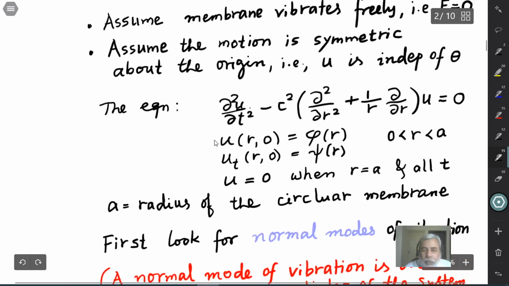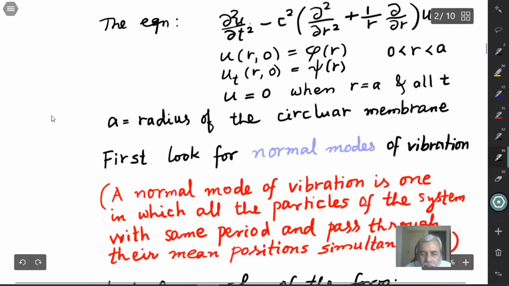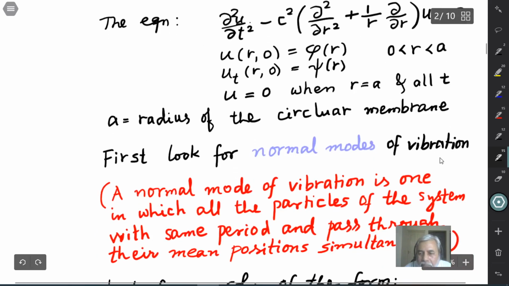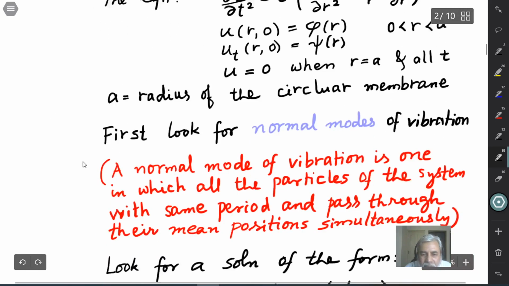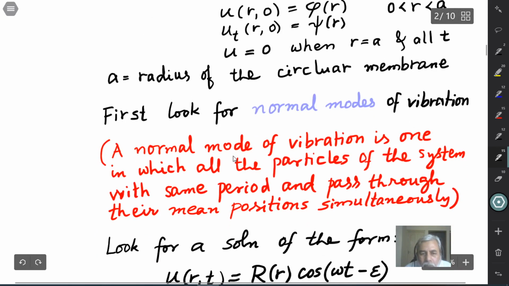Now we proceed to obtain some special solutions of this equation, and these are called normal modes of vibration. Here is a small definition of a normal mode. A normal mode of vibration is one in which all the particles of the system vibrate with the same period and pass through their mean positions simultaneously. They might have different amplitudes, but they are all periodic.